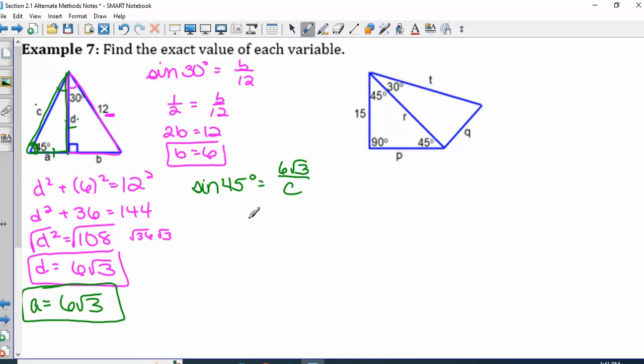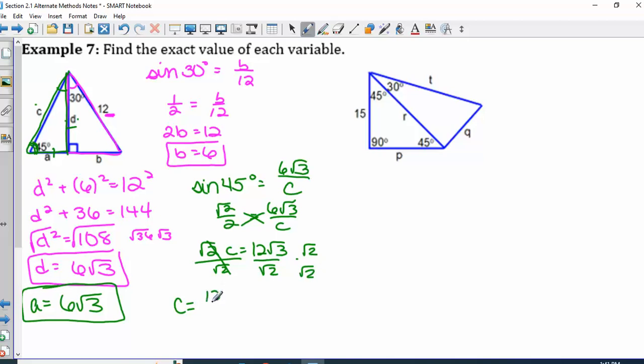What is the sine of 45 degrees? Square root 2 over 2. So if we cross multiply, we get radical 2 c equals 12 radical 3. Can you leave a radical on the bottom? So you have to multiply by the square root of 2 on top and bottom. So we get 12 radical 6 over 2, which reduces to 6 radical 6.